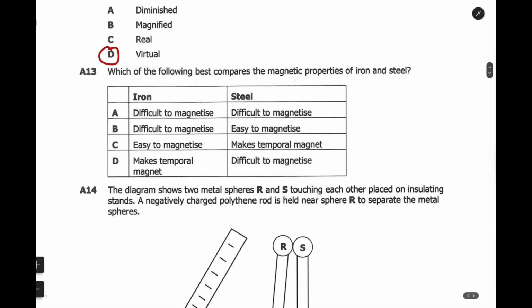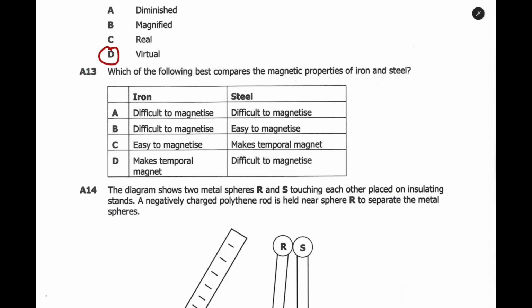Up to question 13. Which of the following best compares the magnetic property of iron and steel? Now, iron and steel, when you look at magnetism, these are the ones that you study in terms of their properties. One thing that you should know is that iron makes a soft magnet and of course a strong magnet. But steel makes a hard magnet or permanent magnet, yet weak. Iron is easy to magnetize and easy to demagnetize. Steel is difficult to magnetize and difficult to demagnetize.